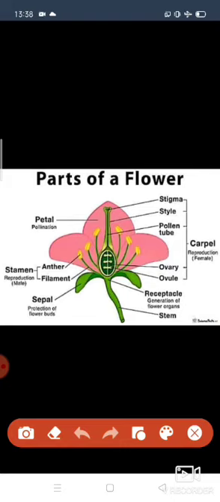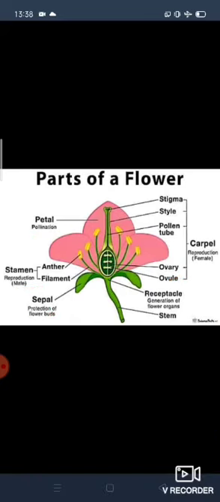Okay, these are the 4 common parts of a flower, and today we will know more about these: sepal, petal, androecium and gynoecium, that is the complete flower. Okay, so you can see sepal, petal, androecium and gynoecium. So what is the androecium, children? Male reproductive part, and gynoecium is the female reproductive part. Okay, so let us go, we will know more about it.